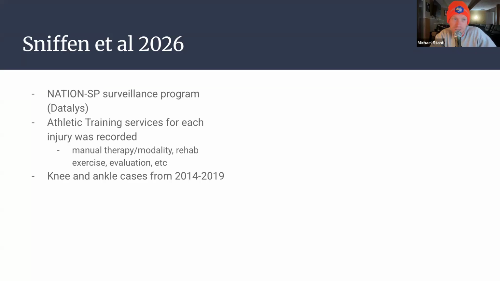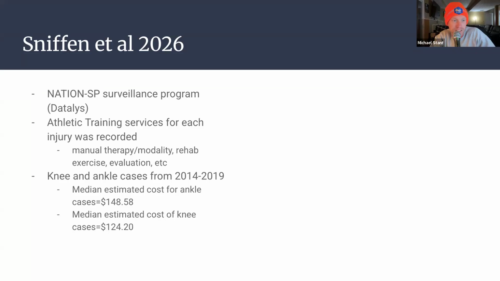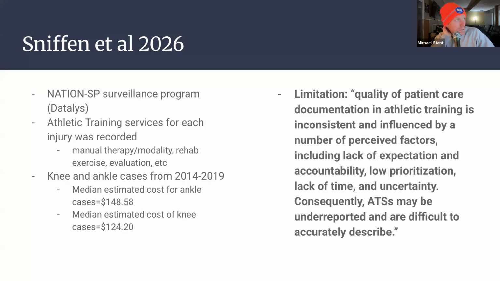I want to point out a lot of the data stops at 2019. I've been assuming it's a COVID thing, but just think about, for any of this, the inflation that's probably occurred afterward. But ankle cases were 148 hours, knee cases 124. Those numbers were actually lower compared to another research study. Another database, the Athletic Training Practice-Based Research Network, the costs they have are a little bit higher. I didn't put it in this presentation, but that's what this article said.